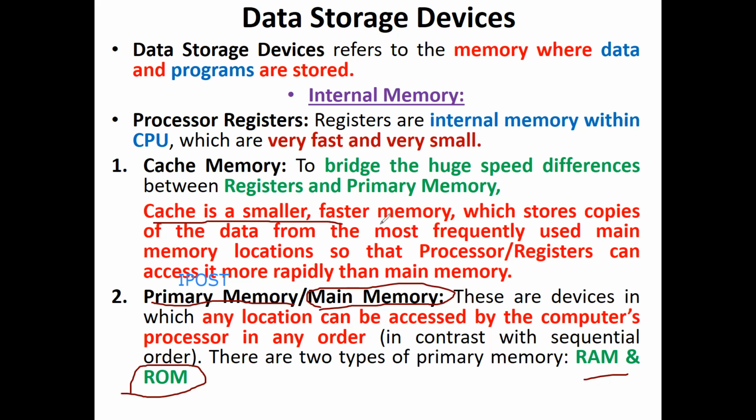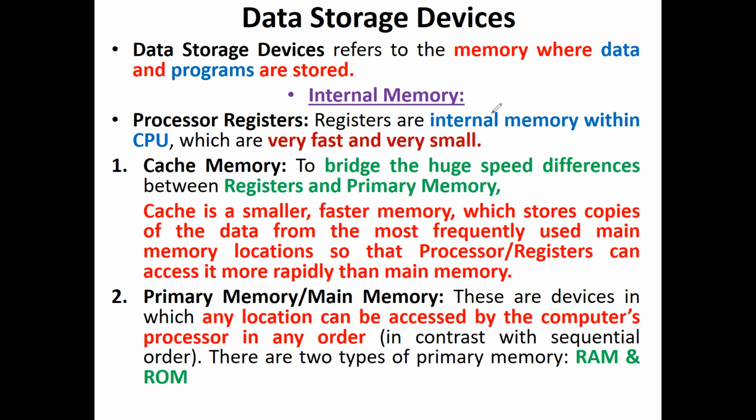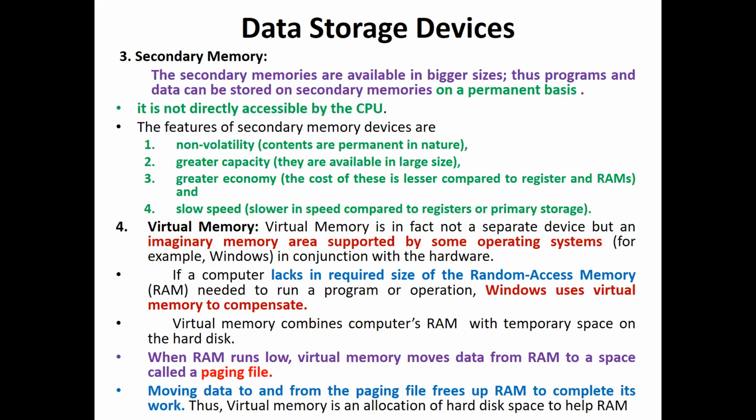Cache memory is a smaller, faster memory. It stores copies of the data from the most frequently used main memory locations so that processor registers can access it more rapidly than main memory. It is inside the CPU, but a little faster. So in internal memory, we have two: cache memory and primary memory or main memory. Cache memory bridges the speed difference between the registers and primary memory, whereas primary memory stores the data in a temporary manner. Secondary storage, as I mentioned, is permanent in nature.